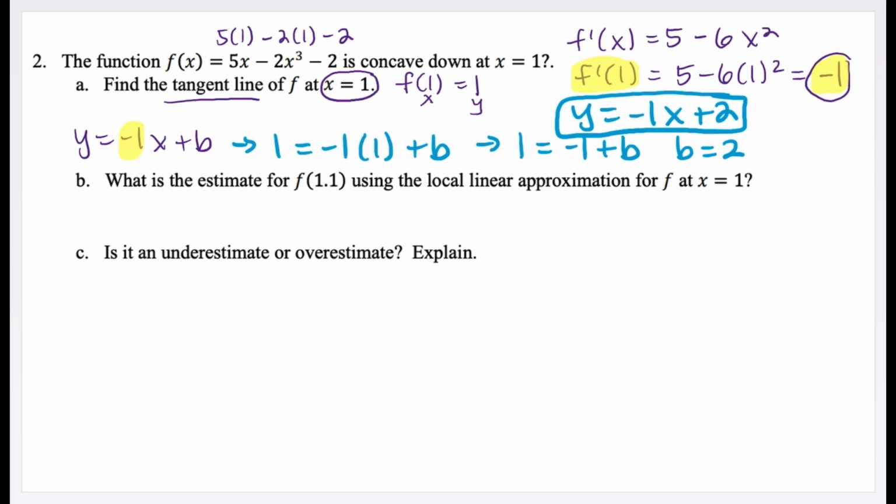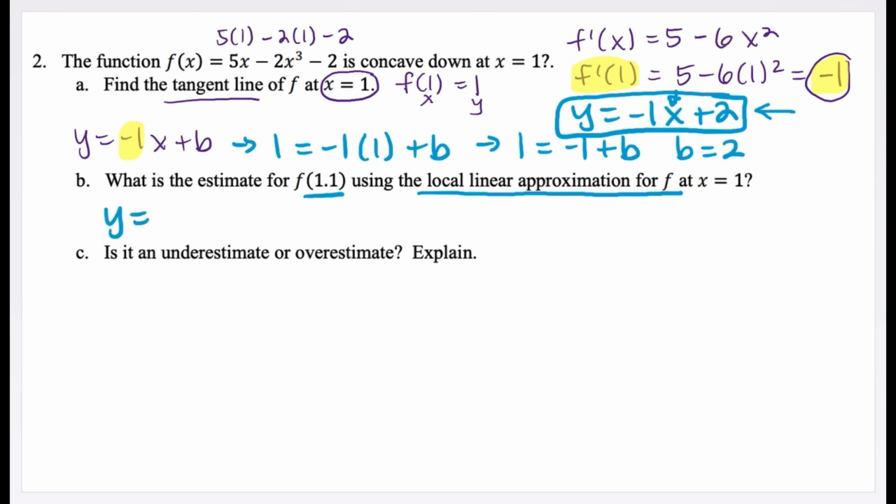Now, it says what is the estimate for f of 1.1 using the local linear approximation for f at x equals 1. So this tangent line is what provides the local linear approximation for f. Now, 1.1 is close to 1, so I'm going to plug 1.1 into my tangent line for x, and that's going to give me an approximation of what f of 1.1 would be. It's not going to be exact, but it's going to be close. So I'm going to go ahead and plug that in.